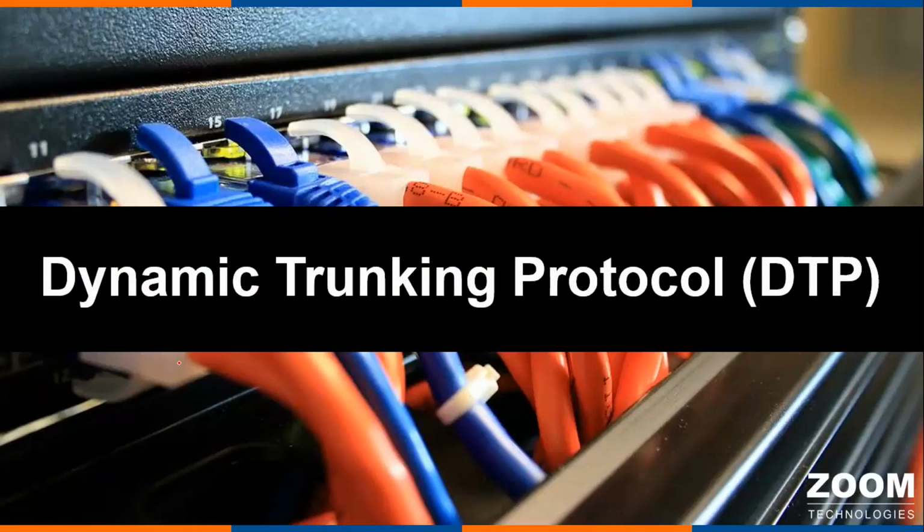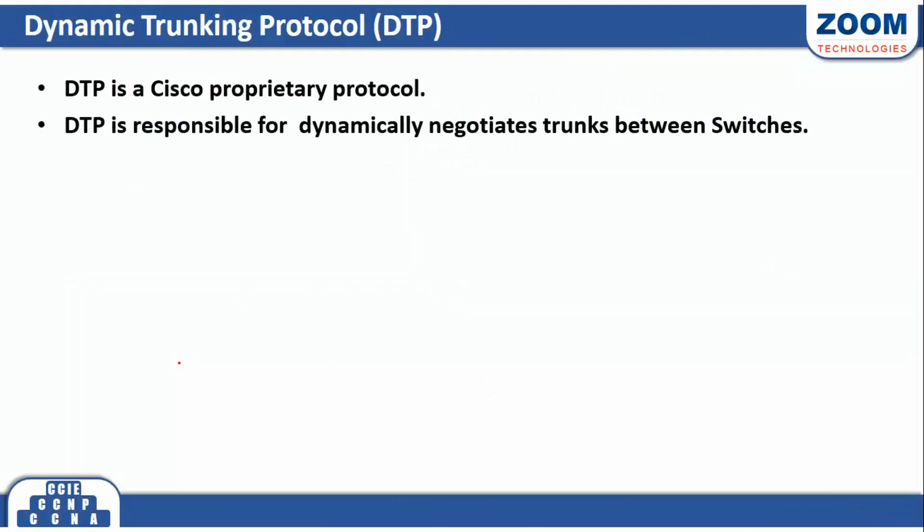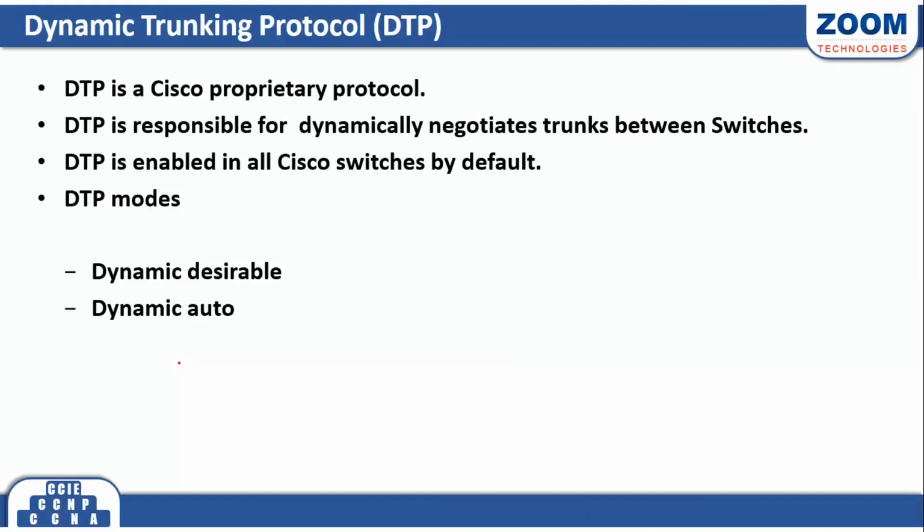Dynamic Trunking Protocol. DTP is a Cisco proprietary protocol. DTP is responsible for dynamically negotiating trunks between switches. DTP is enabled on all Cisco switches by default. We have two modes, dynamic desirable and dynamic auto. Dynamic desirable actively initiates negotiation messages to form a trunk. Dynamic auto mode passively waits to respond to messages.